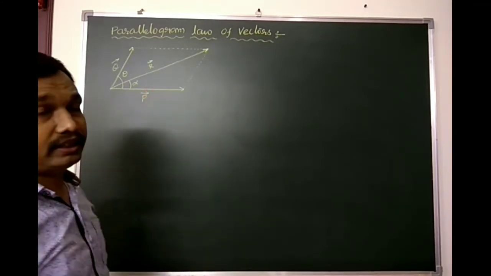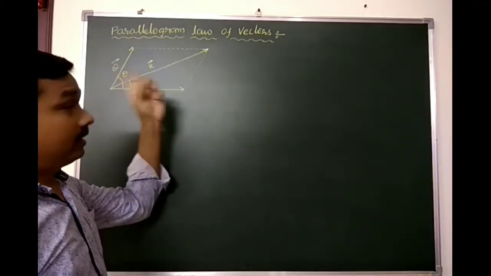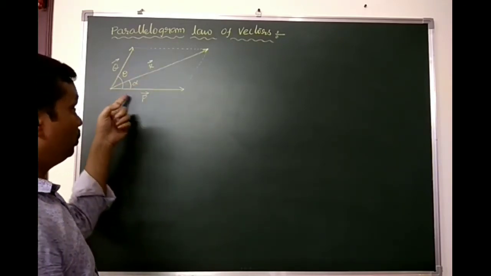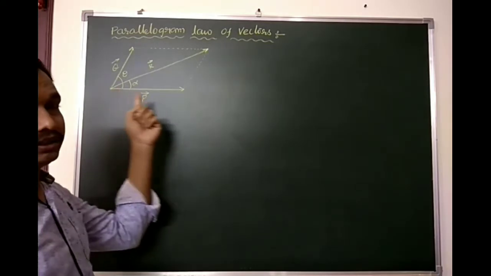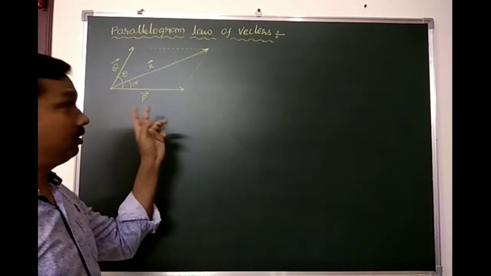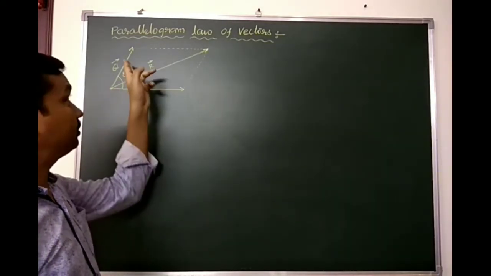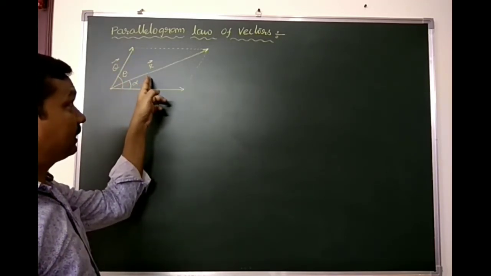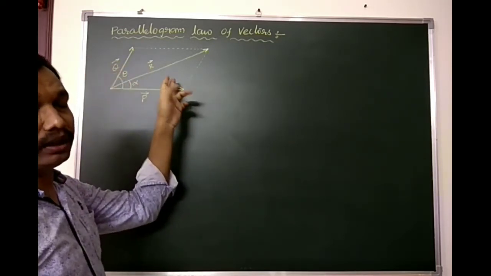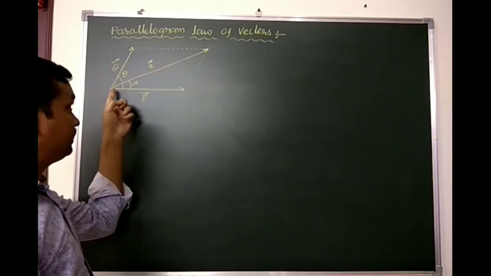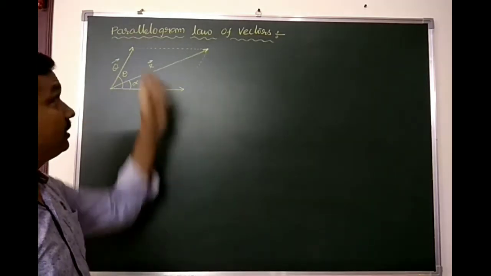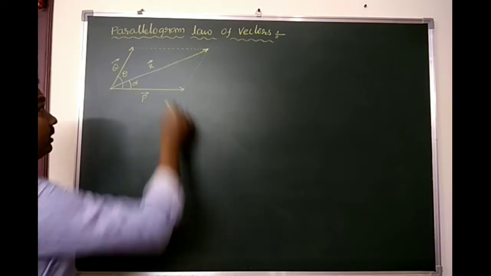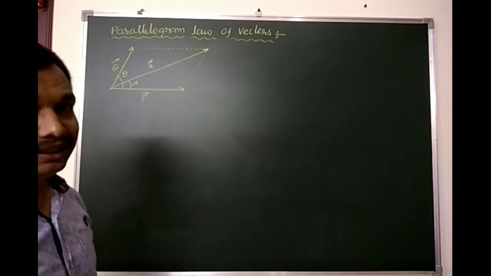Once again, let us state the parallelogram law of vectors. If two vectors are the adjacent sides of a parallelogram drawn with magnitude and direction, the resultant has both magnitude and direction, starting from the same point. This is the statement for the parallelogram law of vectors. Now we are going to find the magnitude and the direction.